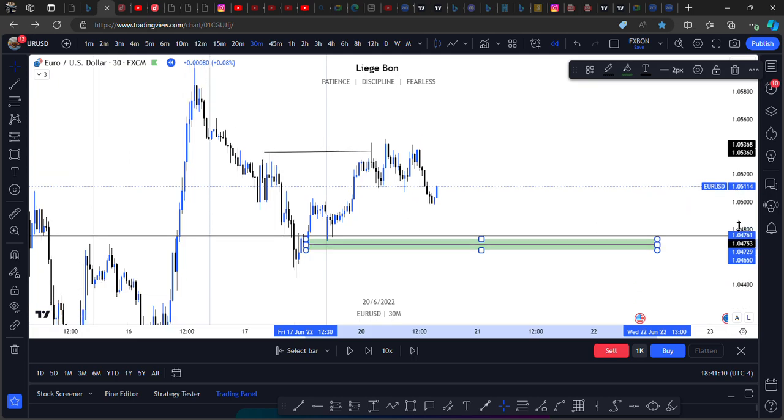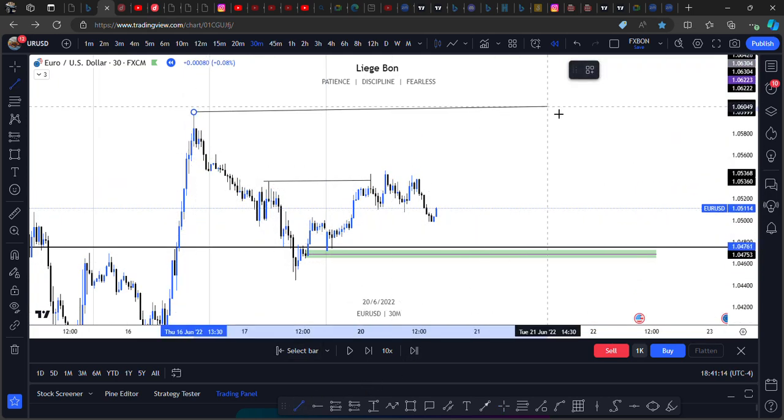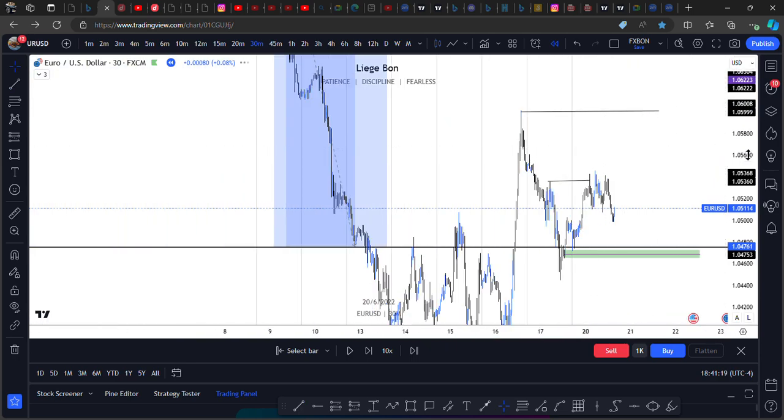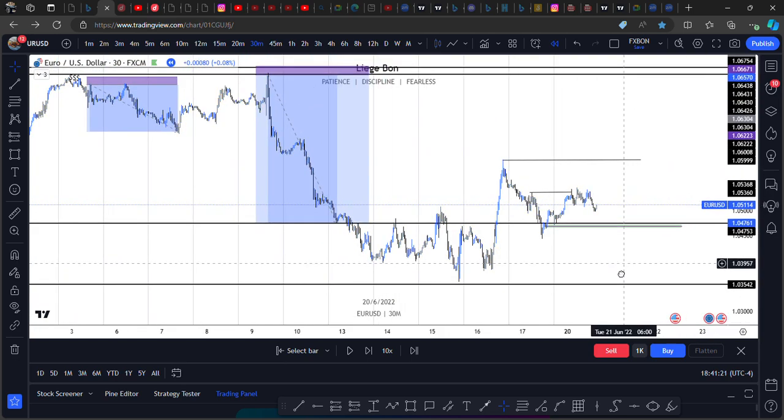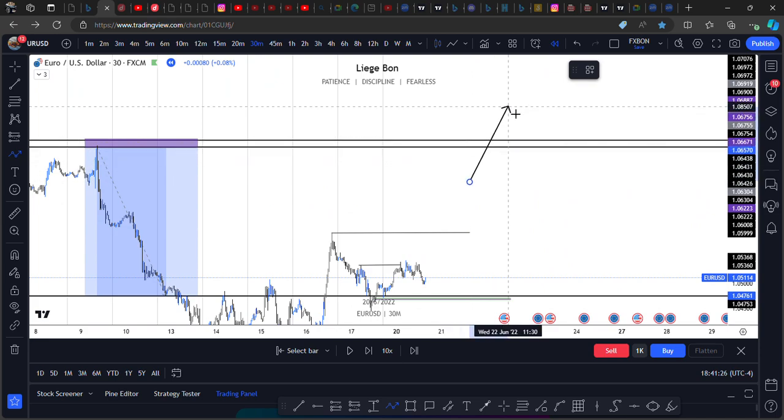So price will come back to this order block right there. I would like to go in somewhere here and target this liquidity, because the reason why I said this is that before I can look towards buying big time, I need to see price actually trading above this structure.